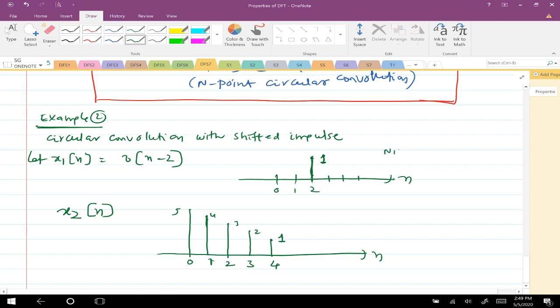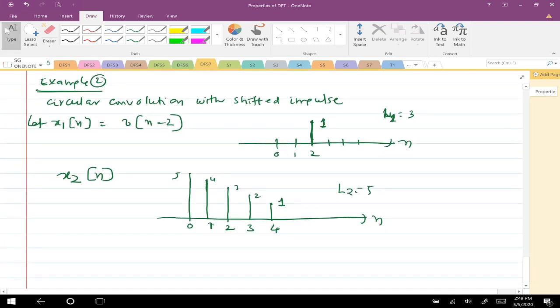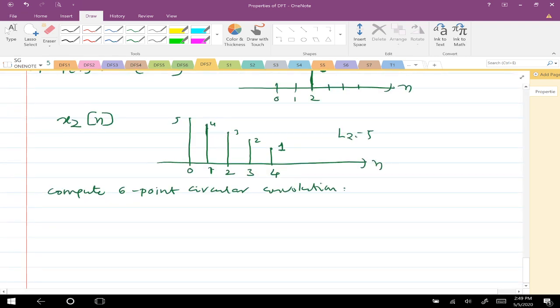The length, let me call this L1, is 3, and the non-zero length of x2 is 5. Now assume that the question is to compute, as I mentioned, you need to mention the number of points you need to use. So let's say 6 point circular convolution. That's the question, 6 point circular convolution. Okay, let's work it out.